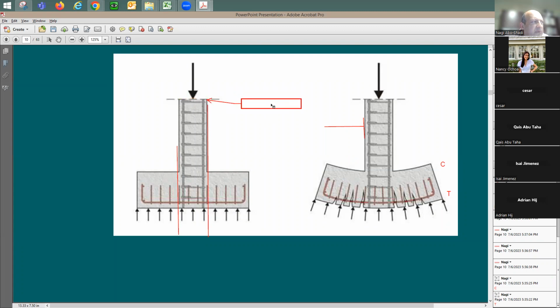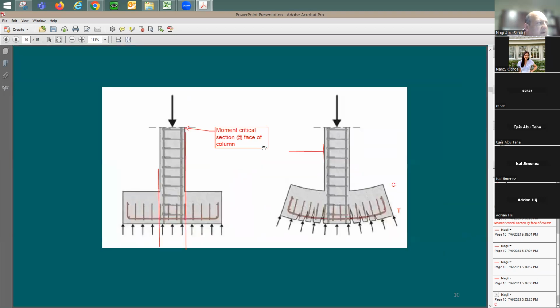So I'm going to put it this way: moment critical section is going to be at the face of column. Where's the face of column? This is going to be the face of column. This also is going to be the face of column, right?